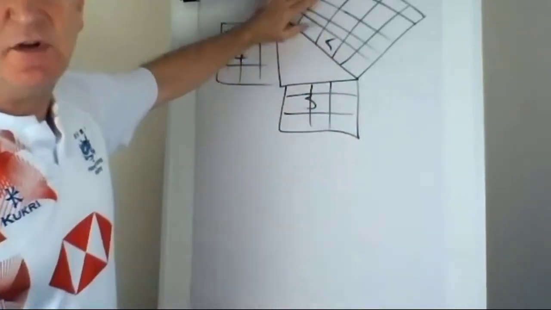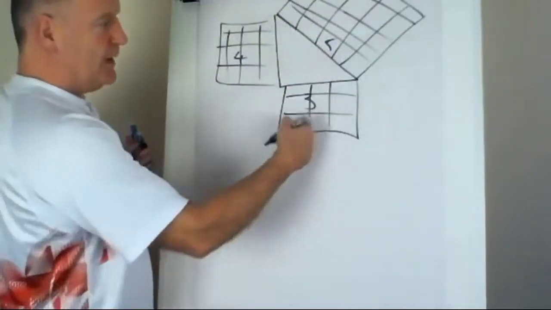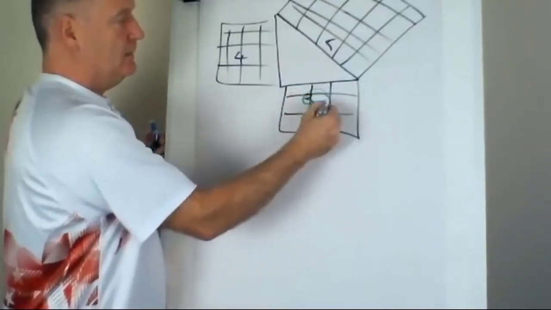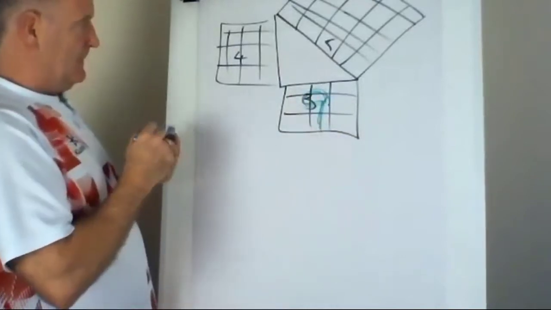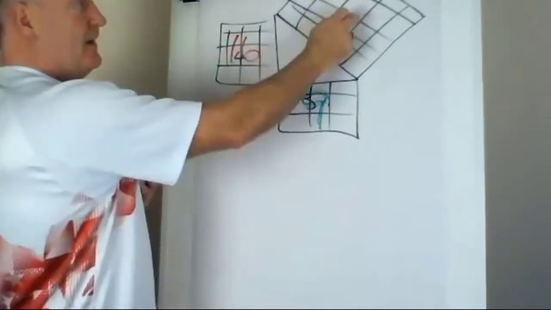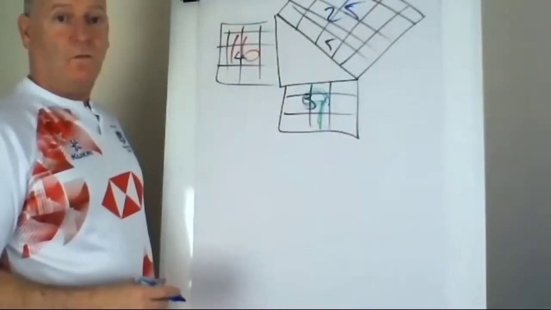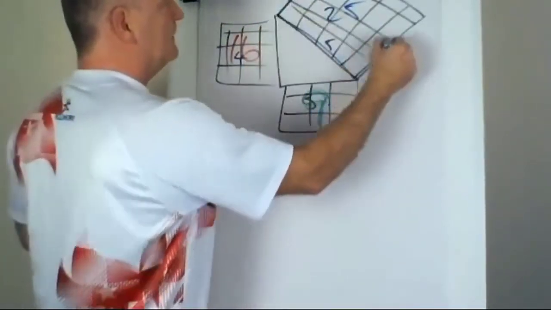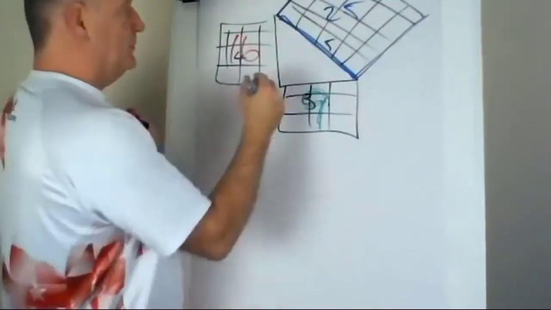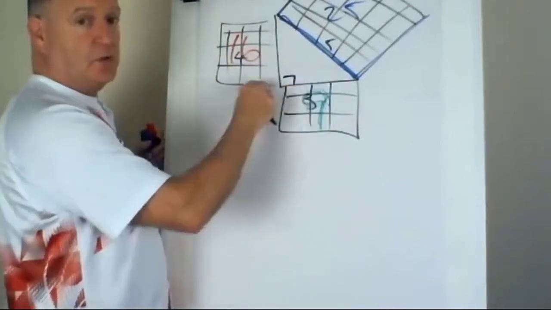It's a sketch. Not very tidy. How many squares here? How many little squares? Nine. How many here? 16. How many there? 25. The square on the hypotenuse is equal to the sum of the squares on the shorter sides.